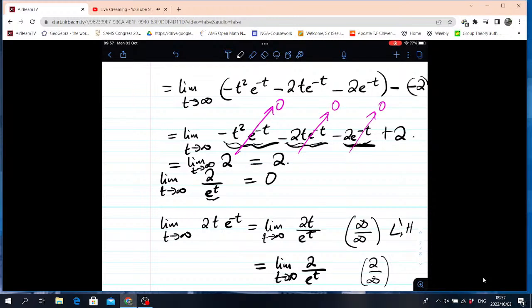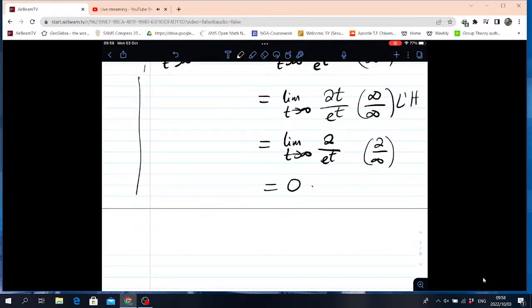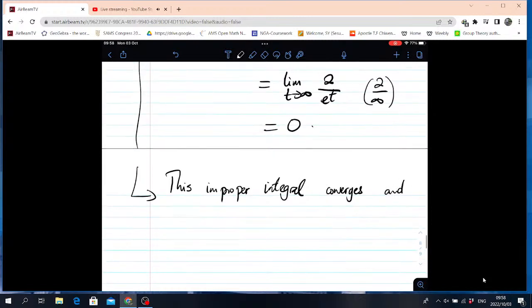And so therefore we can conclude here that this improper integral is convergent, because we saw that the integral exists and it converges, and it's equal to 2, right, which is a real number. So therefore we can say the value is 2, like that. Right, so that's how we do this.